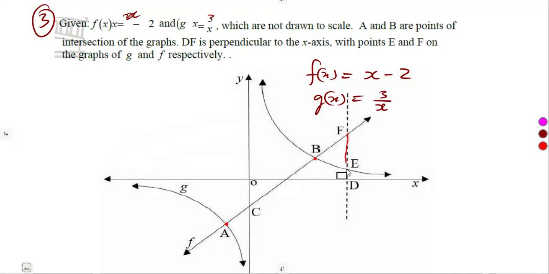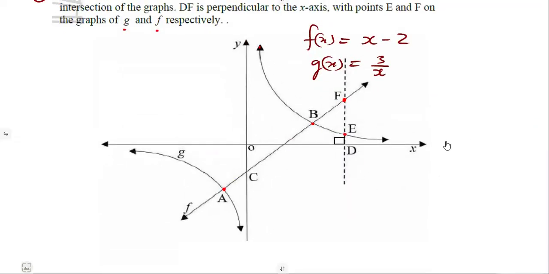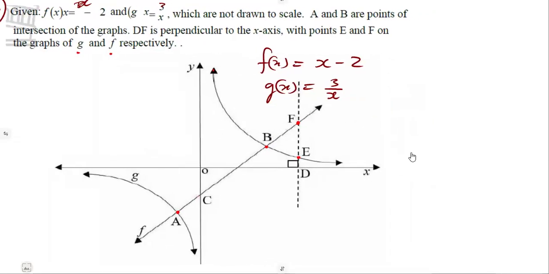DF, this part here, is perpendicular to the x-axis. As we can see, there's a 90 degrees that we have there, with points E and F on the graphs of g and f respectively. So the point E is on the graph of g, and F is on the graph of f. That is where we have got these 2 points, E and F. All right, no problem.